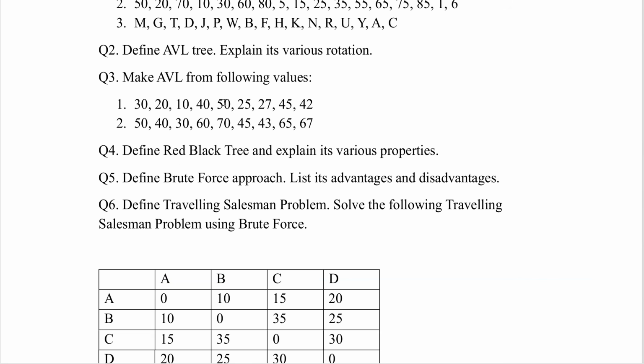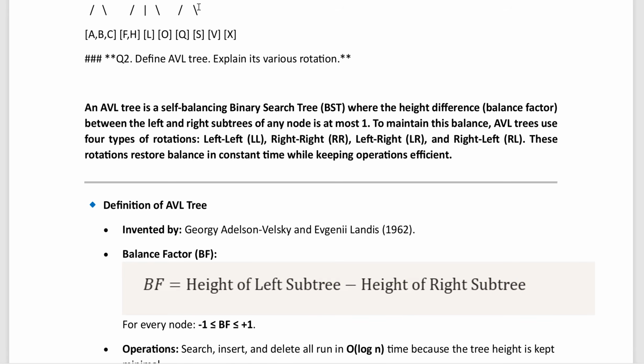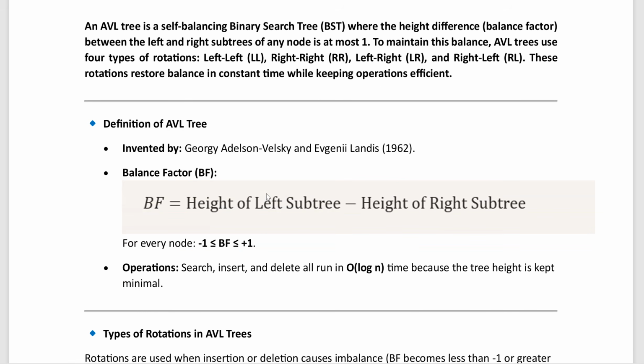Now we would like to solve the second question. The second question says: define AVL tree, explain its various rotations. An AVL tree is a self-balancing binary search tree where the height difference, also known as the balance factor, between the left and right subtrees of any node is at most 1. To maintain this balance, AVL trees use 4 types of rotations. The first rotation is known as LL, left left. Second, right right, RR rotation, then LR and RL rotation. These rotations restore balance in constant time while keeping the operations efficient.